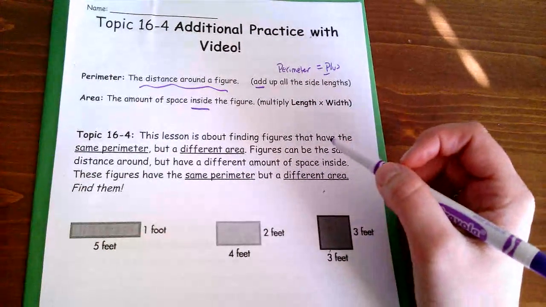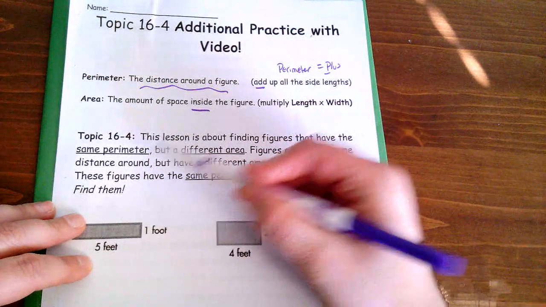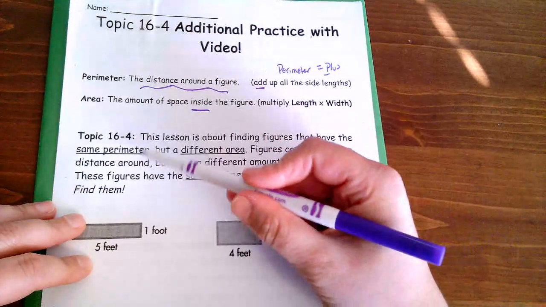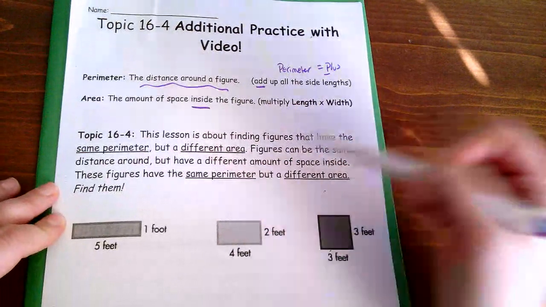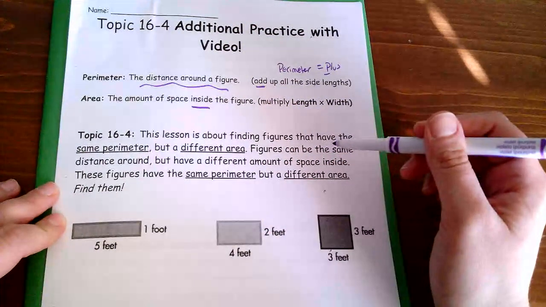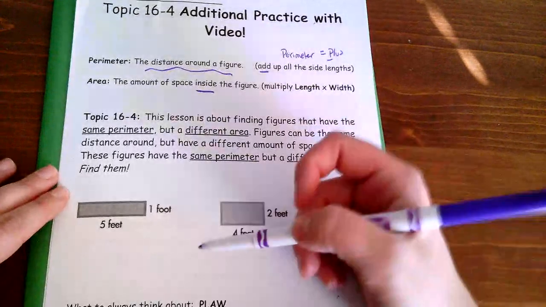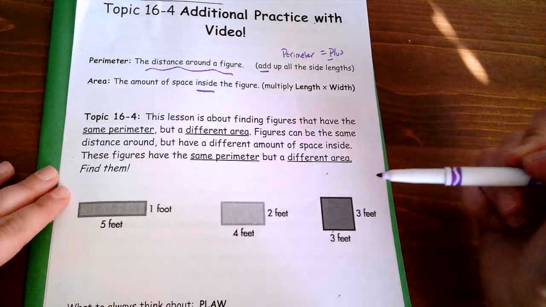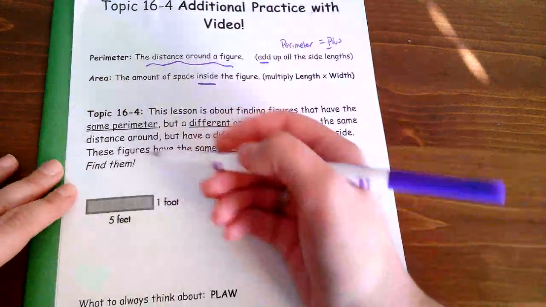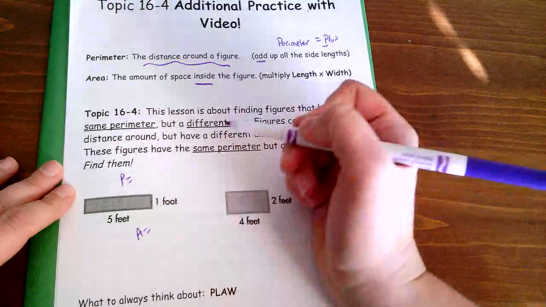So in this lesson, we are going to be looking to find figures that have the same perimeter, but a different area. So the same distance around the shape, but a different amount of space inside of the shape. And the way we do that, well, first off, let's look at some examples. Here I've got 3 figures that have the same perimeter, but a different area. So let's go ahead and find those perimeters and the areas for each of these shapes.